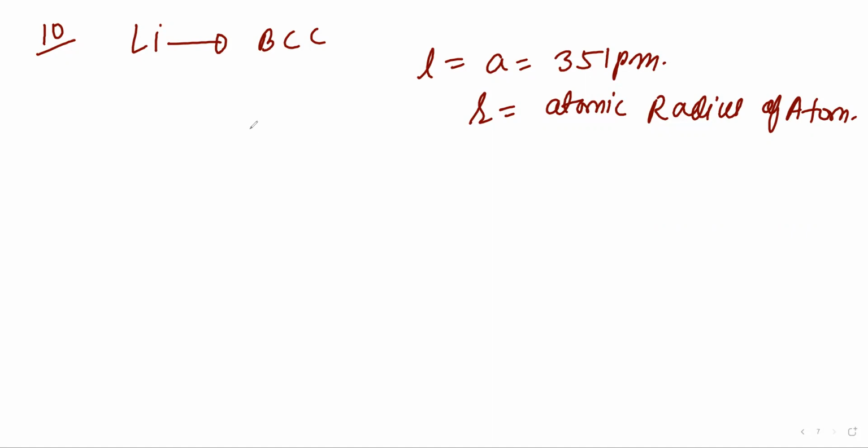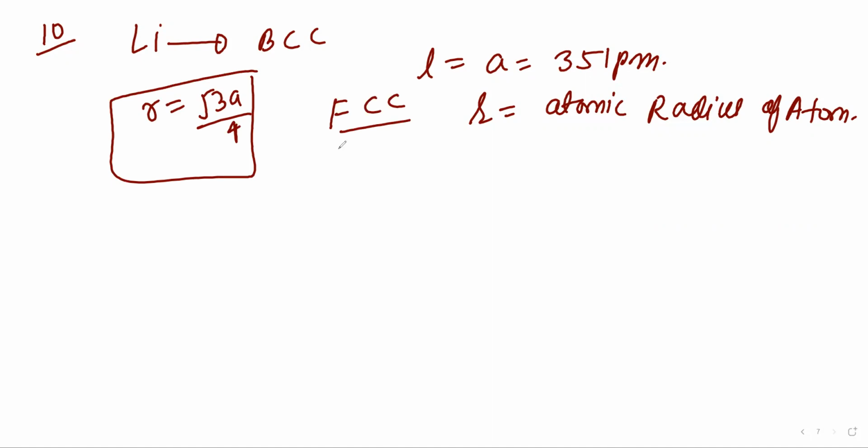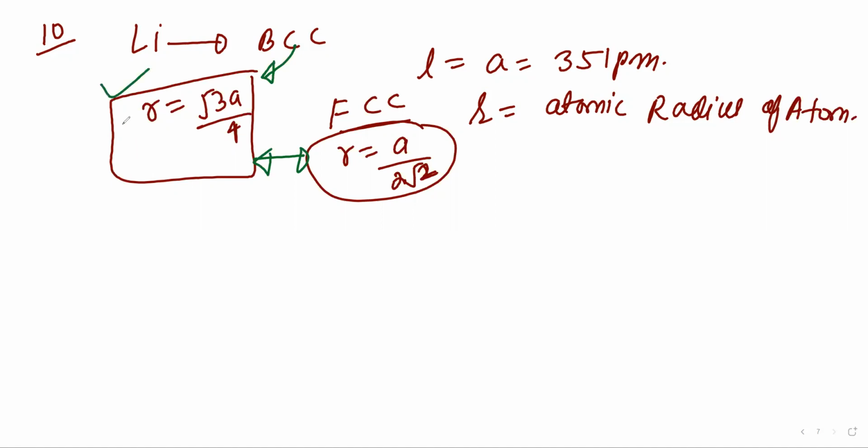For lithium, we will use the formula. For BCC, the radius and edge length formula is R equal to root 3 A upon 4. For FCC, I have just told you it is A upon 2 root 2. You can see the difference in the relation between these two. Here it comes under BCC, so we will use this formula. Put the value: R is root 3 upon 4 times A, which is 351. It comes out to be 151.8 picometer.